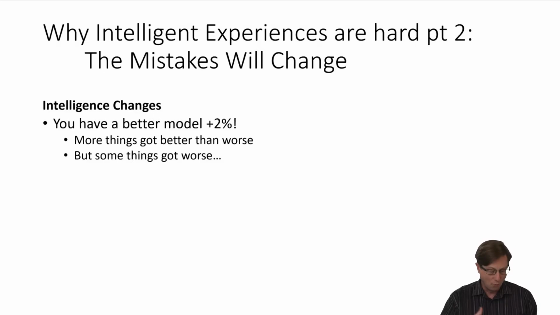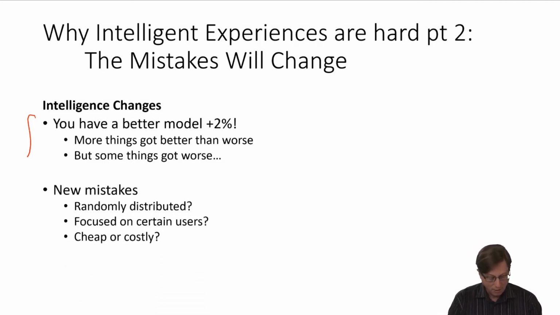So on one hand, you might create a new model and the model might be better, 2% better. That means overall on average, out of every 100 things, 2 more are correct. But 2 things got better, but other things possibly got worse. So there could be things that were working before that with this new model aren't going to work anymore. And then you've got to ask yourself, what damage will new mistakes cause?